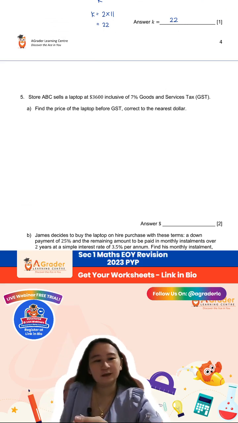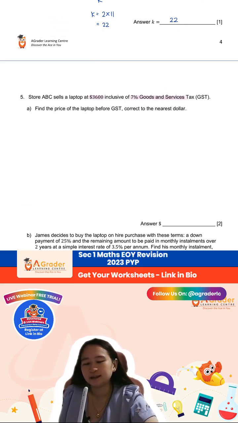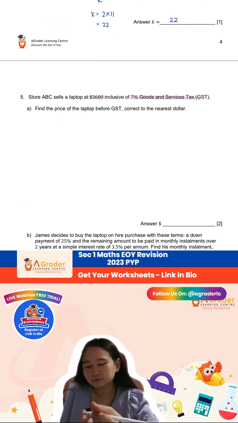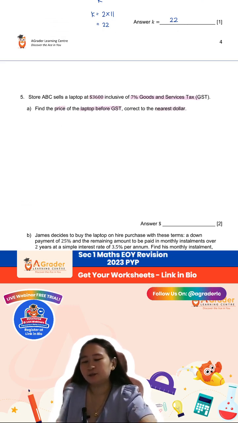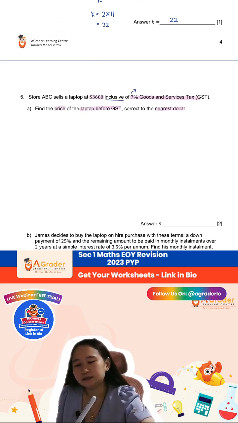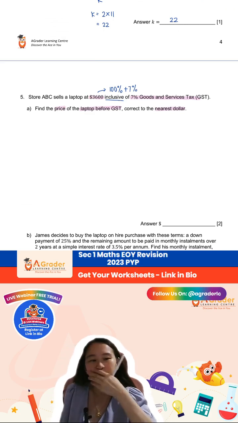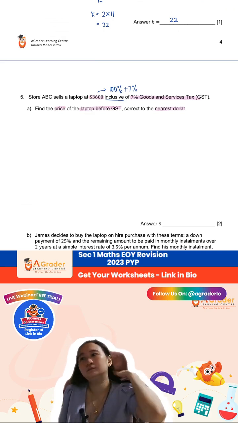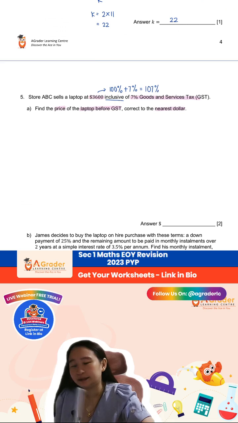Question 5. Store ABC sells a laptop at $3,600, inclusive of 7% GST. Find the price of the laptop before GST, correct to the nearest dollar. So this is inclusive. Inclusive means this pricing is 100% plus 7%. So this is 107%.